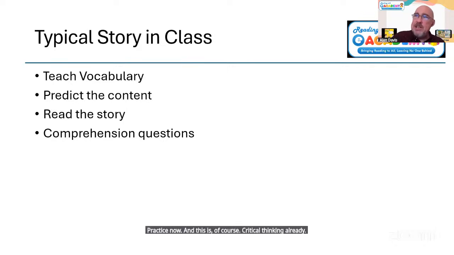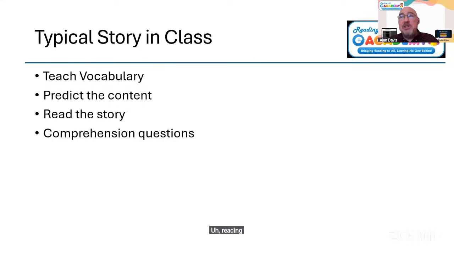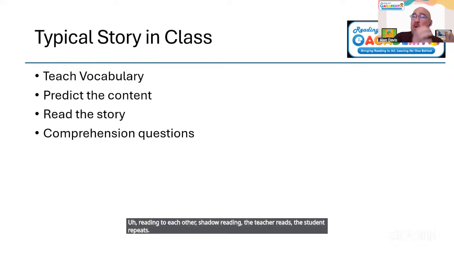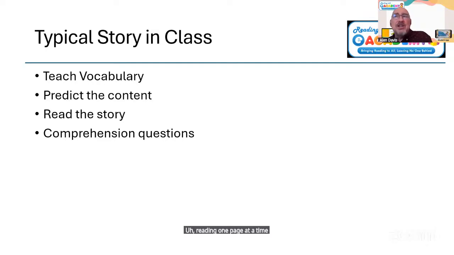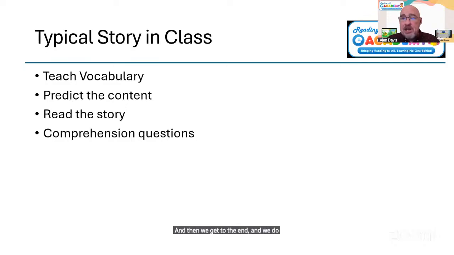We can then read the story. Lots of ways to read the story. Teacher reads, students listen, reading aloud, which some students really hate, but some of them like. Reading to each other, shadow reading, the teacher reads, the student repeats. Reading one page at a time and asking questions, reading the whole story and then asking questions. And then we get to the end and we do comprehension questions or questions of understanding.